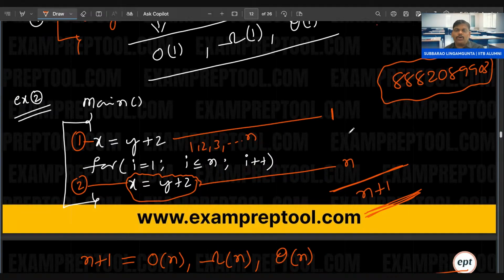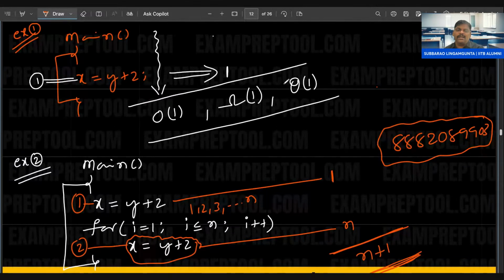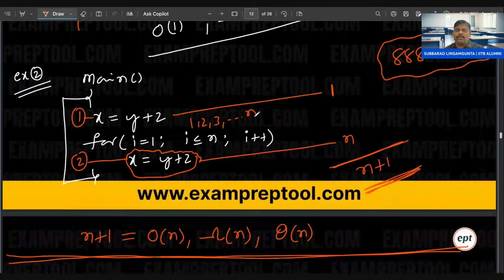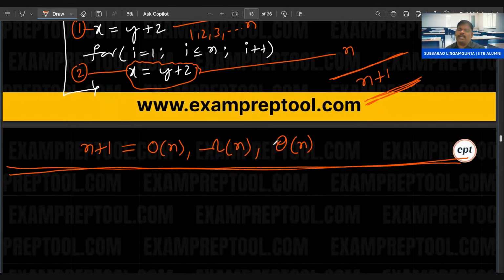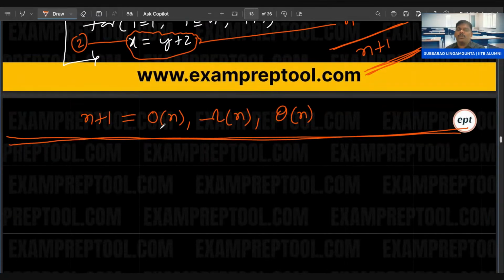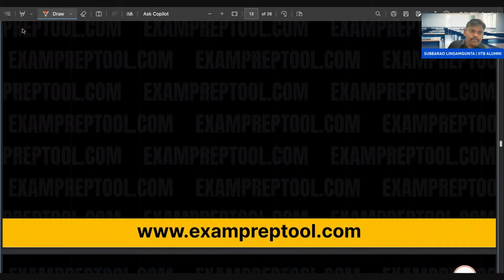So the second problem I have done. First problem, time complexity: order of magnitude is 1, so time complexity is big O of 1, omega of 1, theta of 1. Second one, if you observe, two statements: first statement order of magnitude is 1, second statement order of magnitude is n. So n plus 1 can be written as big O of n, omega of n, theta of n. Okay, second also completed. Let's go to the third problem. Everyone, please concentrate on the third problem.